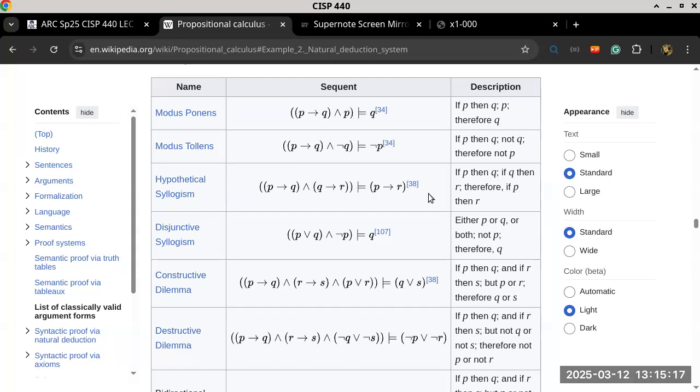Okay, so the first one doesn't use the same symbol that we use, because I use single arrow for something else. This is saying P implies Q and P infers Q is true. Now it is syntactic.